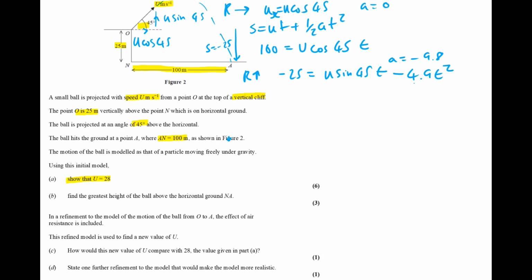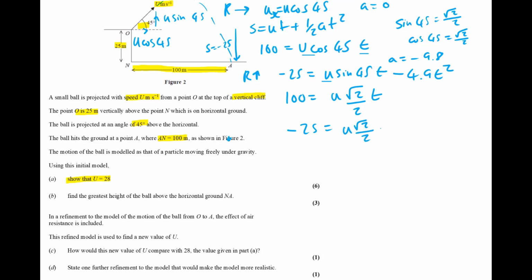So how can we do that? Now I have to think about this for a sec. And remember, because we've got U and t, we need to use some thinking skills here. Now, we need to know that sine 45 equals root 2 over 2, cos 45 equals root 2 over 2. So, if we change this to 100 equals U root 2 over 2 times t, and the one below we get minus 25 equals U root 2 over 2 t minus 4.9 t squared. Now can you see this section can be substituted here?